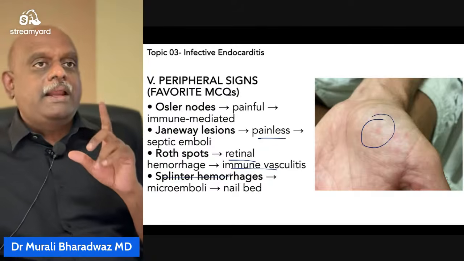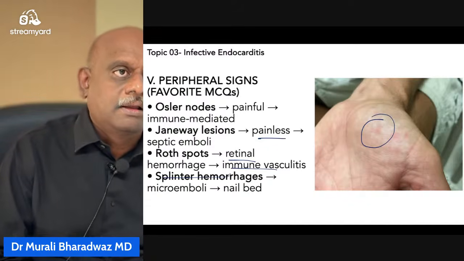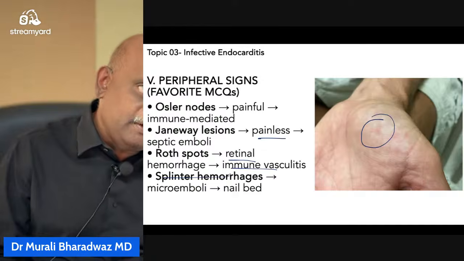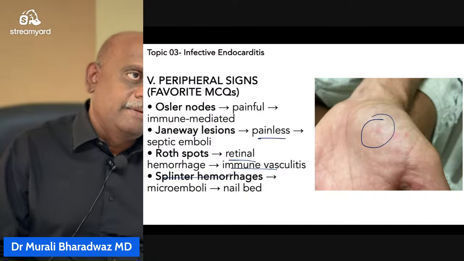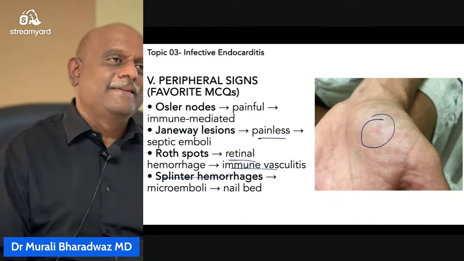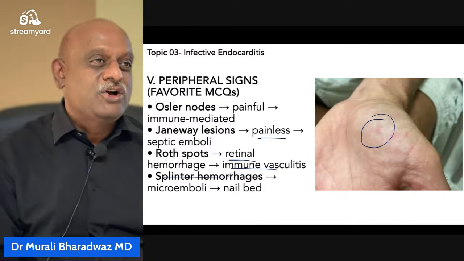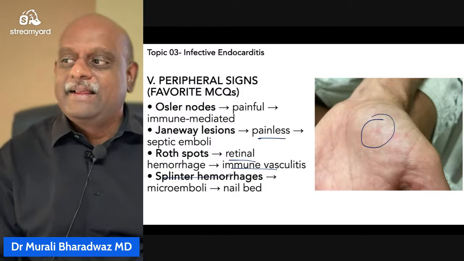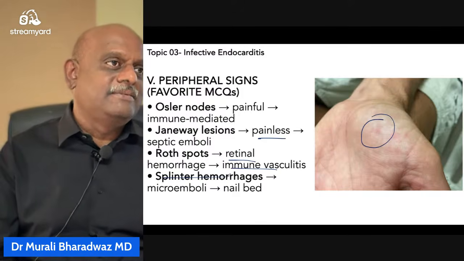Don't forget. Mainly, Osler nodes are painful. How will you remember? Painful Osler's nodes, Os is Os. Obviously, the other way is painless.